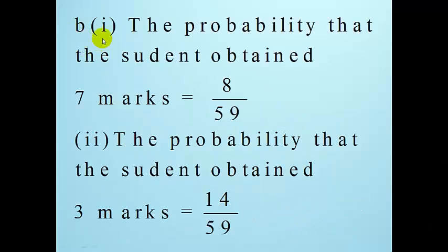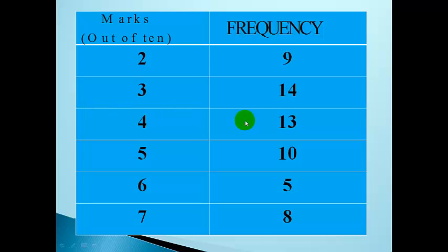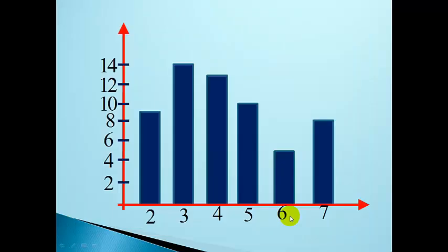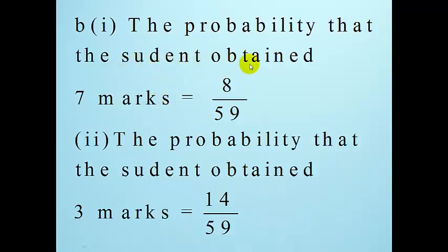Now B, I. The probability that the student obtained 7 marks. Now let's go to the table and see the frequency for 7 marks. From the table, the frequency for 7 marks is equal to 8. And the total number of students is equal to 59. That means that the probability that the student obtained 7 marks is equal to 8 over 59.